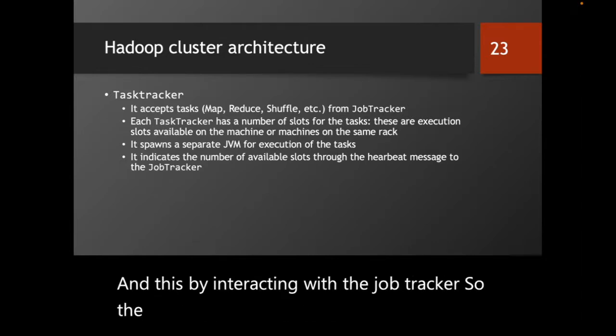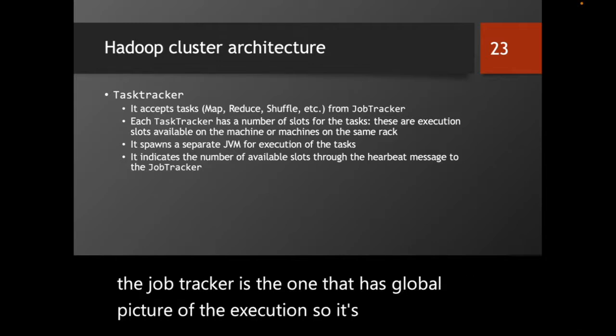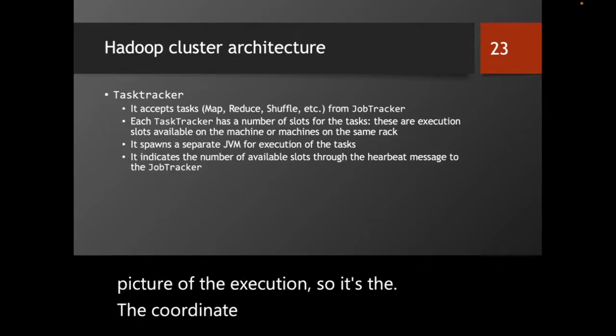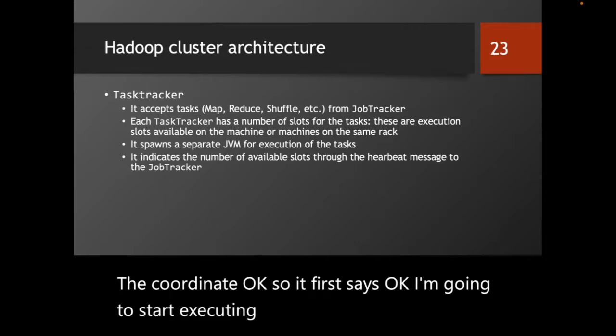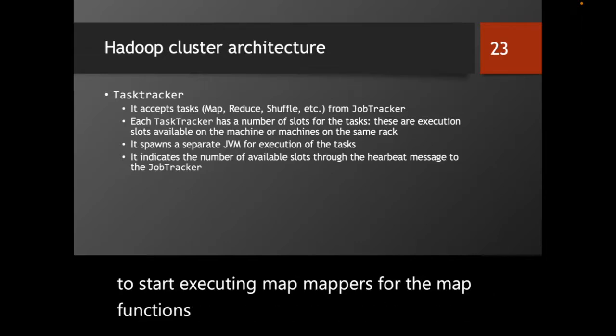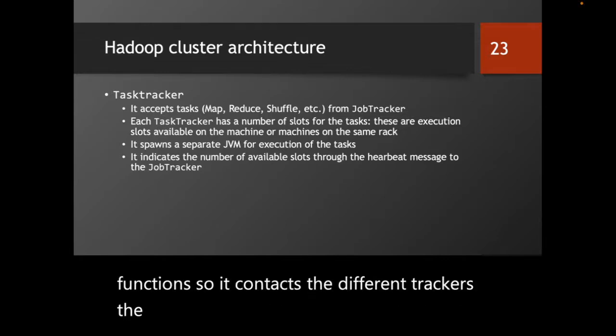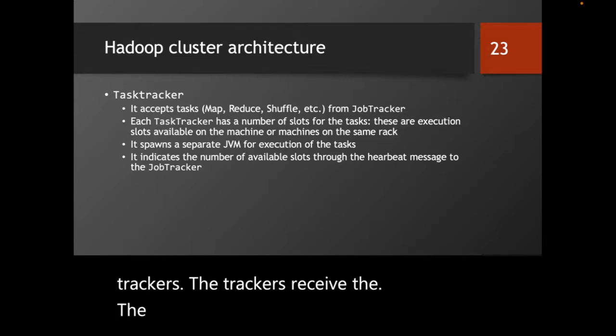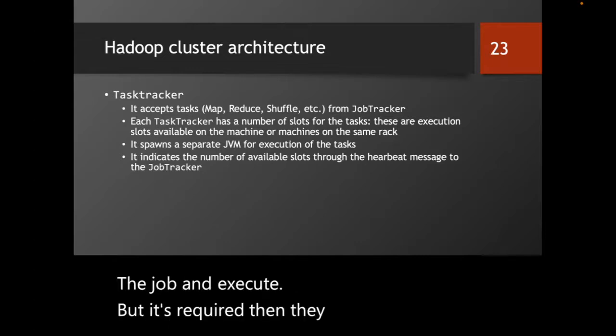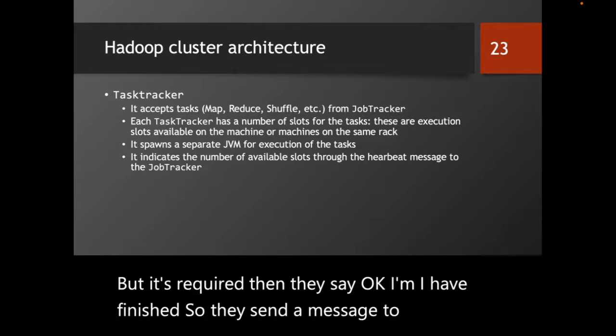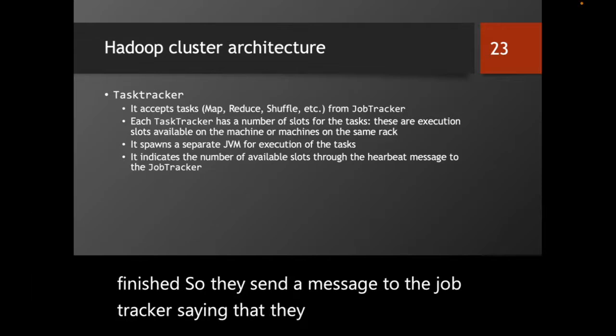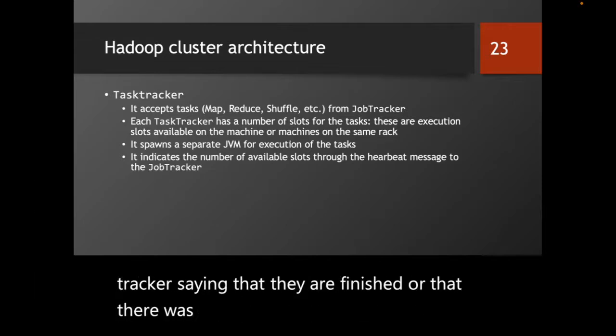So the job tracker is the one that has the global picture of the execution. So it's the coordinator. Okay, so it first says, I'm going to start executing mappers for the map functions. So it contacts the different trackers. The trackers receive the job and execute what is required. Then they say, okay, I have finished. So they send a message to the job tracker saying that they are finished or that there was a problem.